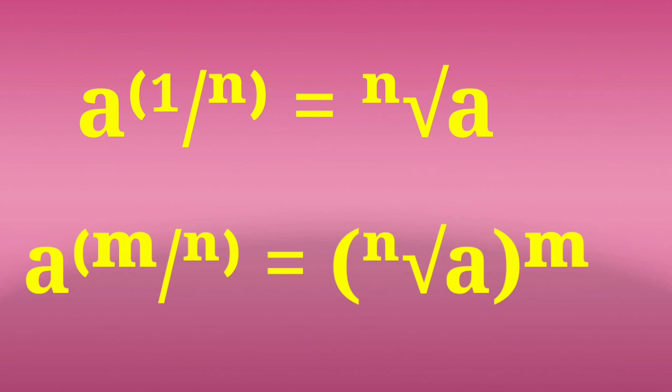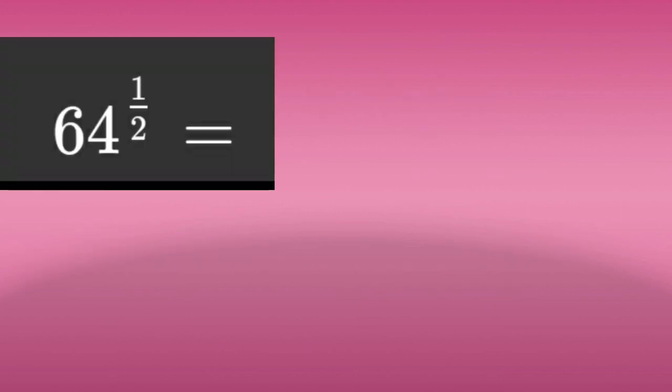In the case of a^(m/n), m is the numerator and n is the denominator. So the denominator n becomes the root of a, the nth root of a, all raised to m. One example, 64^(1/2). What is 64^(1/2)?